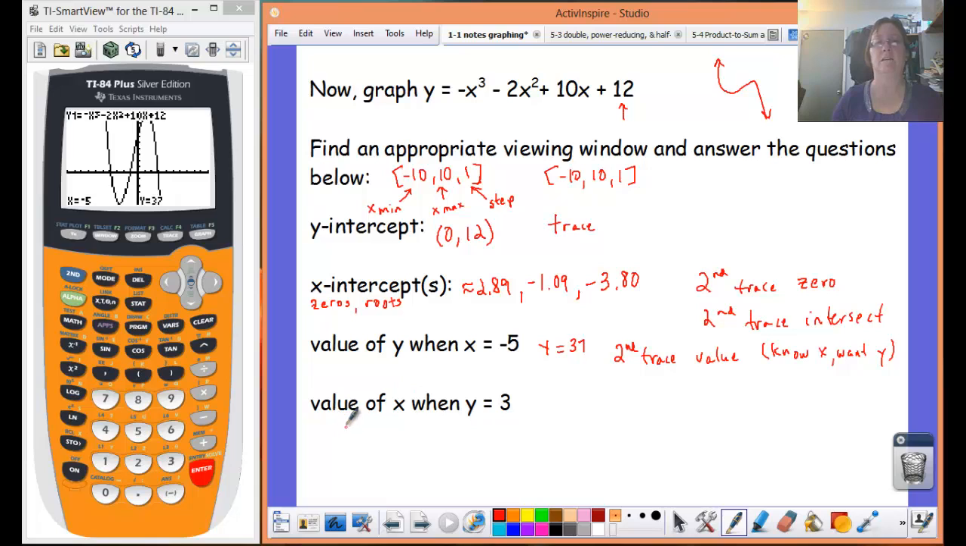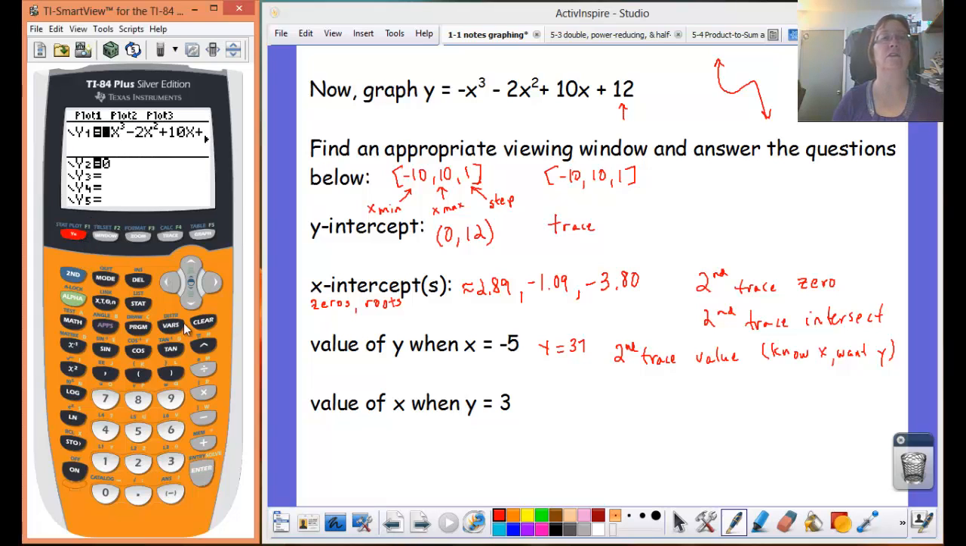This is the opposite. We want to know the value of x when y is 3. A good way to do this, see, that's not built into the second trace thing, but we can use that intersect function again. Instead of having the y equals 0 line, I'm going to tell it to give me the y equals 3 line, and here comes my graph. Oh, look at that. There's the y equals 3 line, and 1, 2, 3 times we would get 3 values for this. I'm not going to find them all, but I will just remind you.